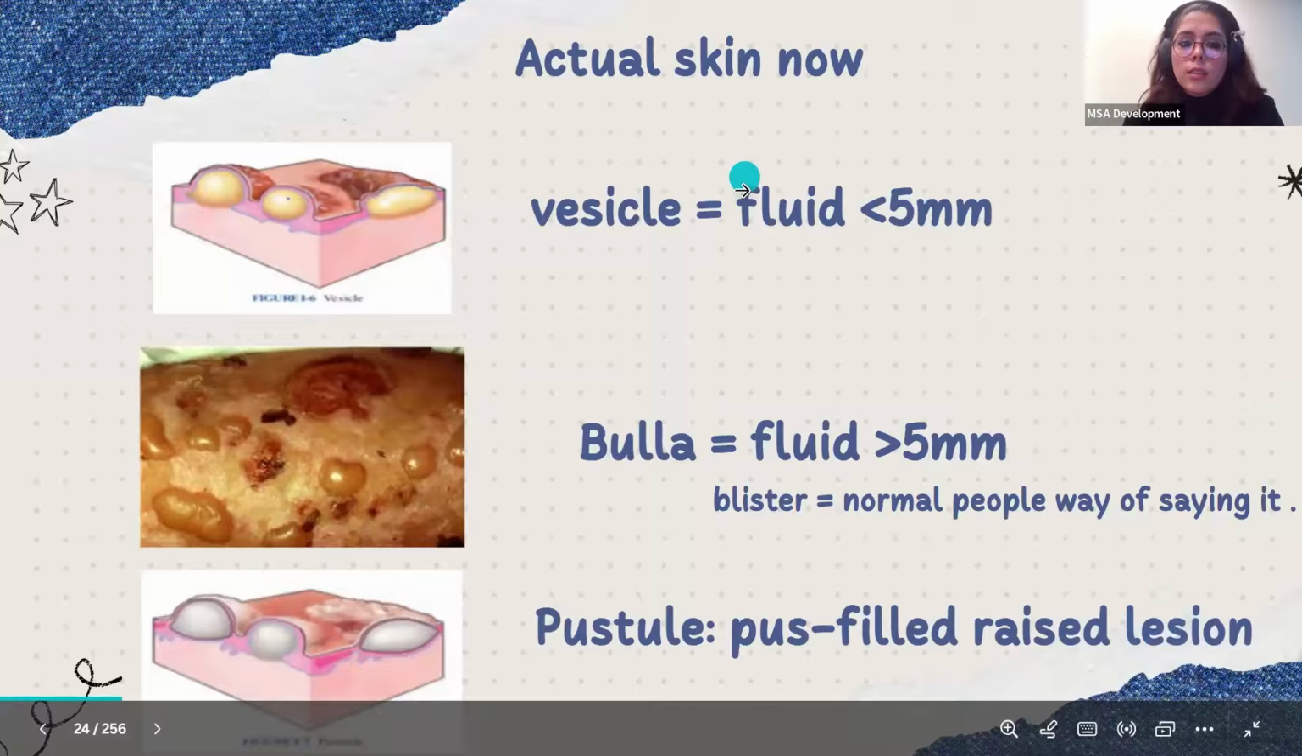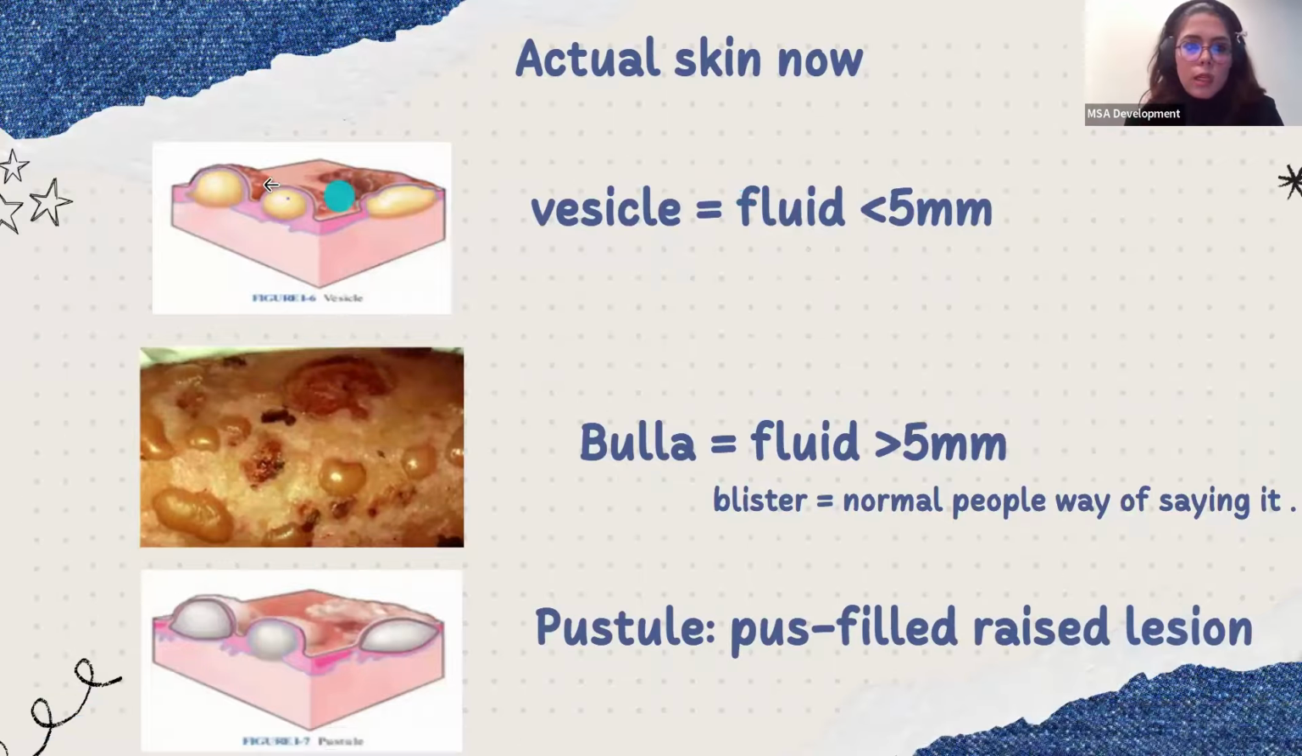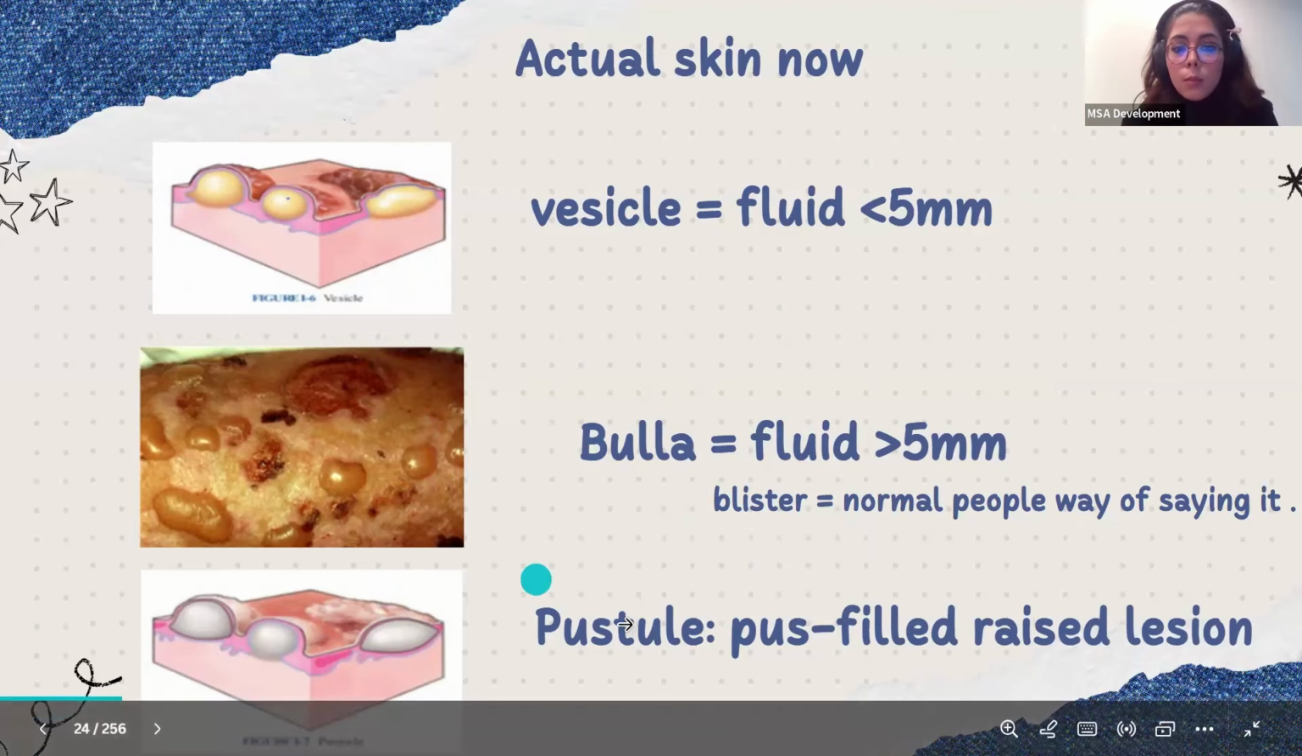Now, this is where it gets a bit gnarly. You have something called the vesicle, and it's a fluid-filled thing, less than 5 millimeters. Bulla, on the other hand, are fluid-filled things that are greater than 5 millimeters. A bulla is also called a blister. If you burnt your hand with something and you get like a balloon, that's what a bulla is.